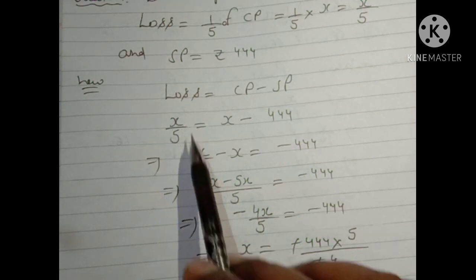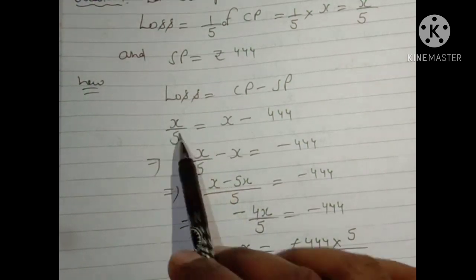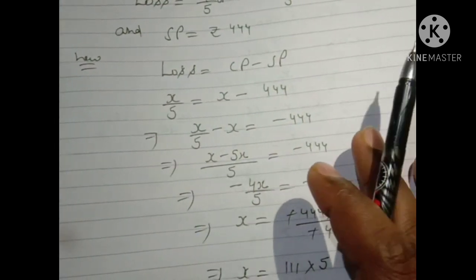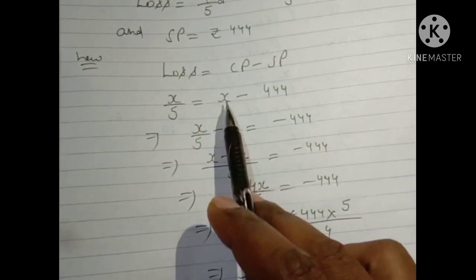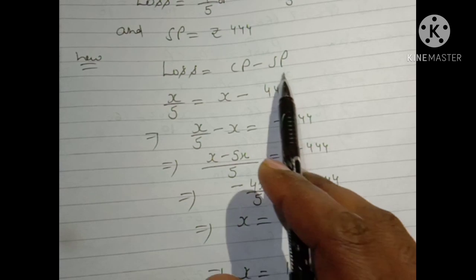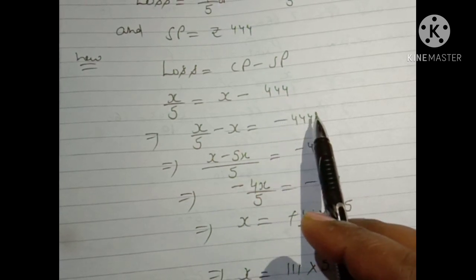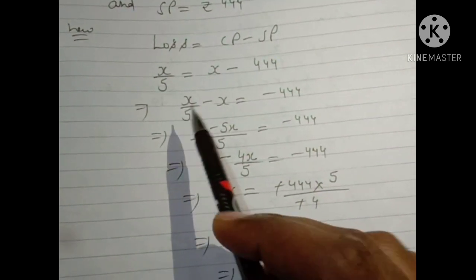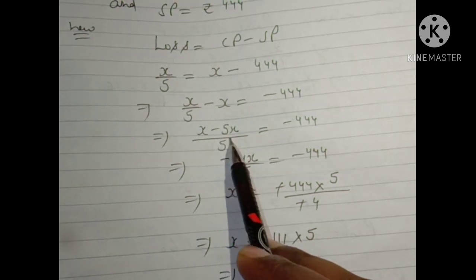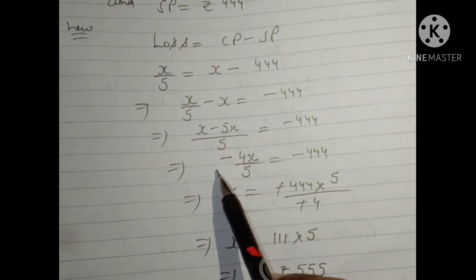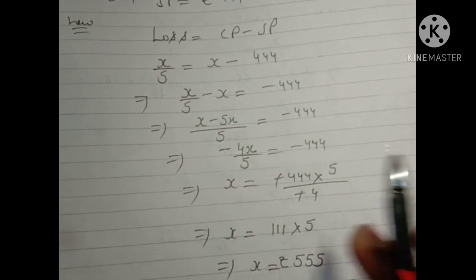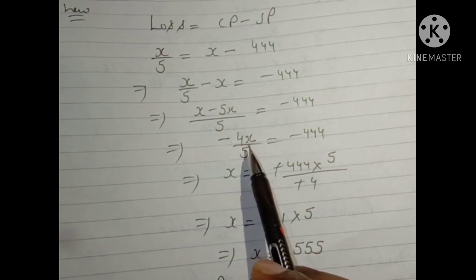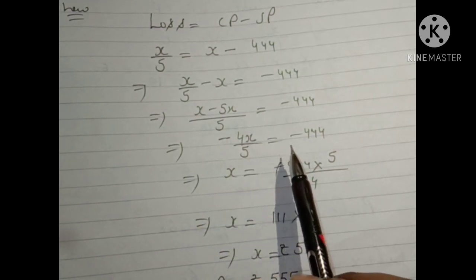So x over 5 is already on the right hand side, so it will remain there, and now we have to transpose this x to the left hand side. When we transpose plus x to the left hand side, it will become minus x, equal to minus 444, which is already on the right hand side and remains as it is. In the next step we take the LCM. It will become x minus 5x over 5 is equal to minus 444. Now plus minus is minus, 5 minus x, it will become minus 4x over 5 is equal to minus 444.